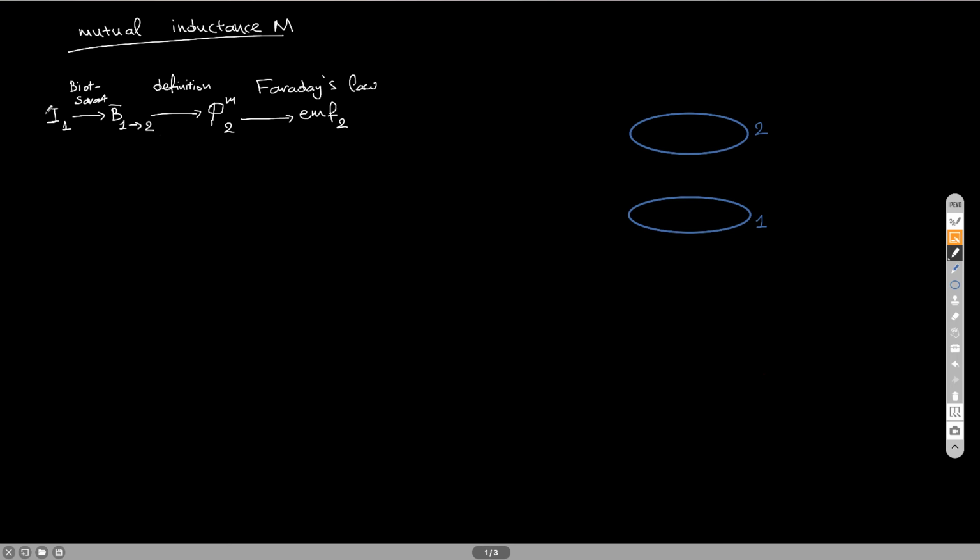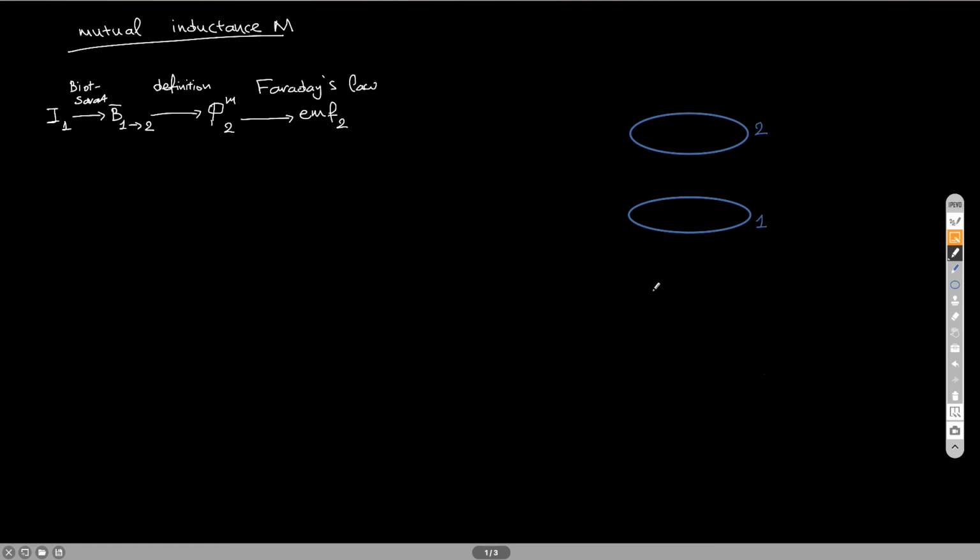So from the current, from I1, I can use Biot-Savart's law to calculate the magnetic field that the current here creates at the location of loop 2. And then once I have the magnetic field here, I can use it in conjunction with the definition of the magnetic flux to find the magnetic flux at loop 2.